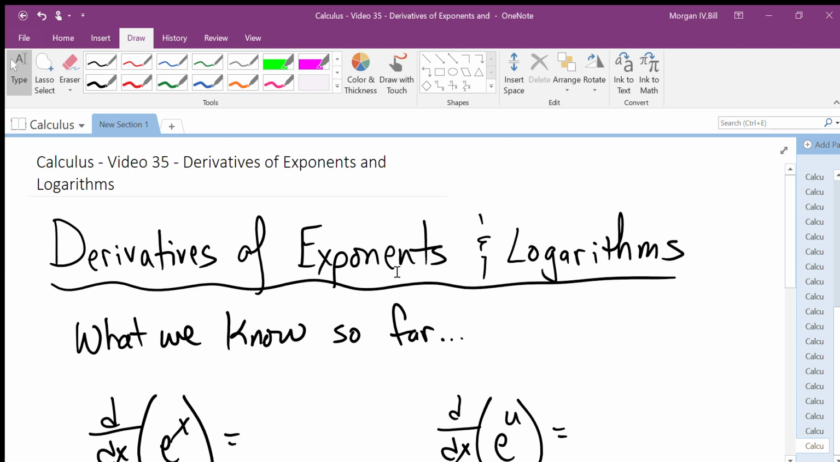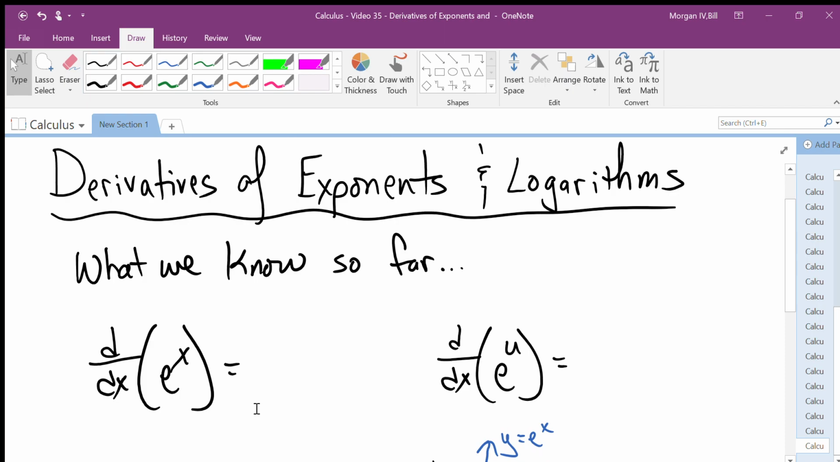Calculus, video 35, derivatives of exponents and logarithms. So here's what we know so far about the derivatives of exponents and logarithms. Really the only thing we know is the derivative of e to the x. We know that the derivative of e to the x is itself, e to the x.